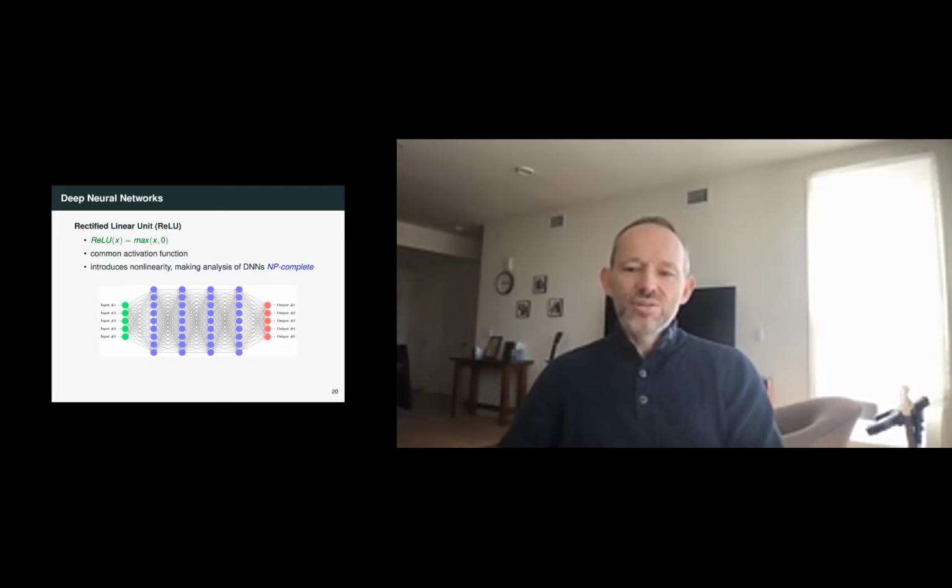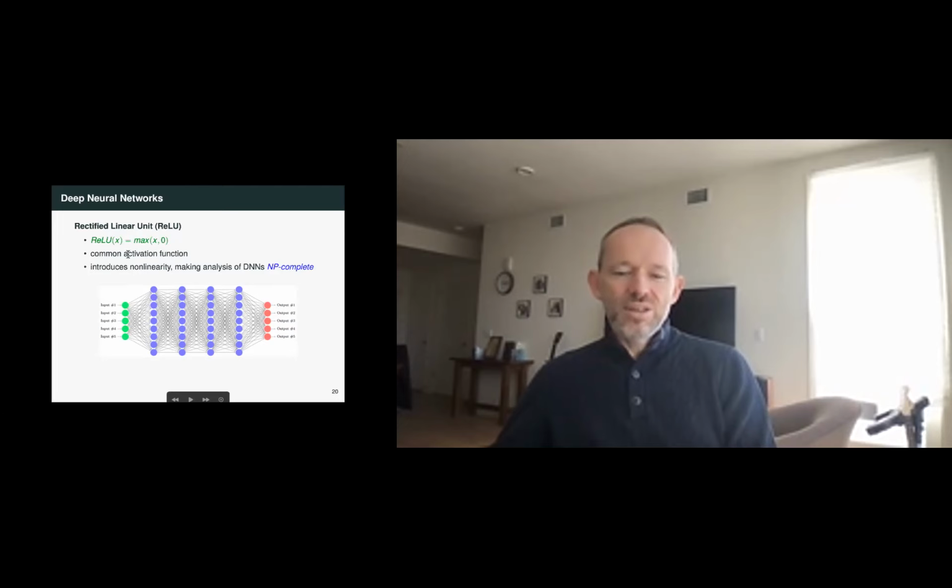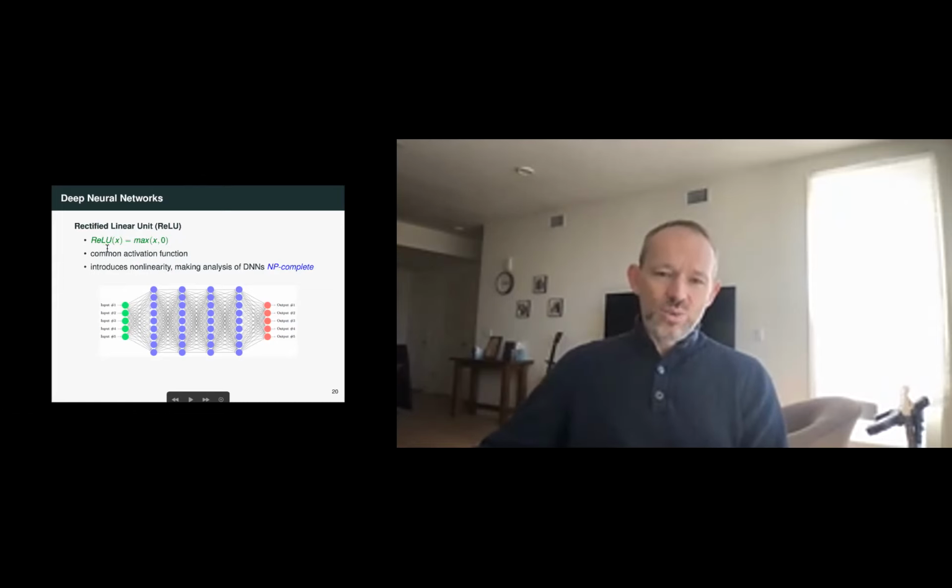What is this activation function? Well, a common one is a very simple function called the rectified linear unit, or ReLU. And it just takes the maximum of the value coming out of that node and 0, okay? So the idea is if the value coming in is negative, then it gets ignored. So that's called an inactive state. And if the value is positive, it just gets passed through, and that's the active state. However, this ReLU introduces a nonlinearity. And in fact, this makes reasoning about these neural networks NP complete.